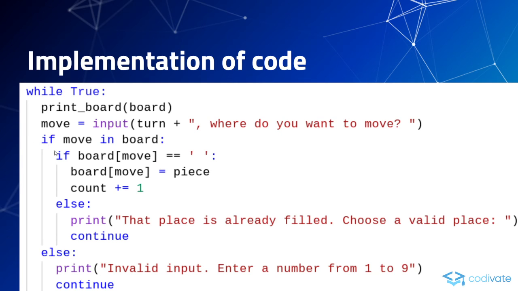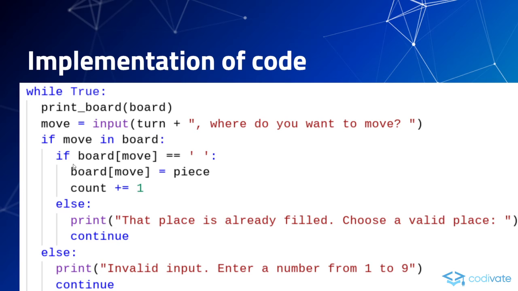Then we check, is the move in the board? And remember, we are checking if this move variable, which is the user input that they entered, is a key inside this board dictionary. So we're making sure that it is 1, 2, 3, 4, 5, 6, 7, 8, or 9. If it is, we have to do another check.